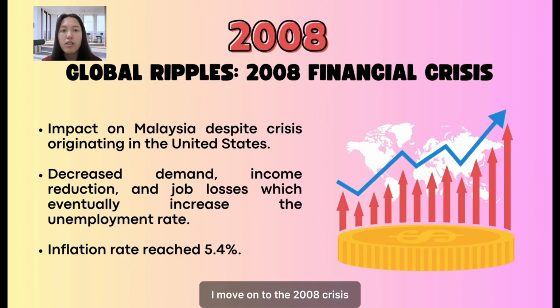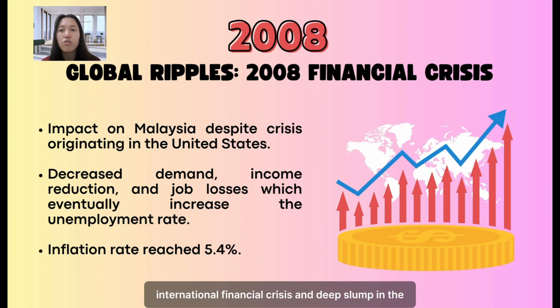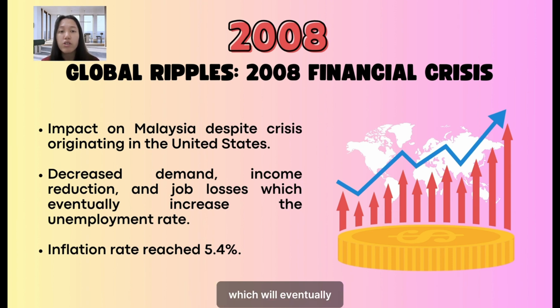I'll move on to the 2008 crisis, which is the financial crisis. The difference from 1998 is that this crisis did not emerge in Asia or Malaysia. It was due to the weakness in the US financial industry, which escalated into a severe international financial crisis, a deep slump in global trade and a recession by late 2008. This affected demand, which decreased, income reduction and job loss, which eventually increased the unemployment rate. The inflation rate here reached a new high, which is 5.4%.